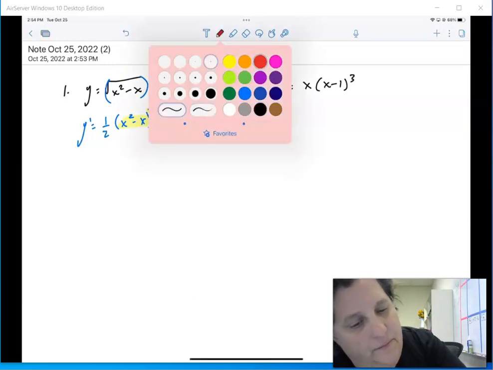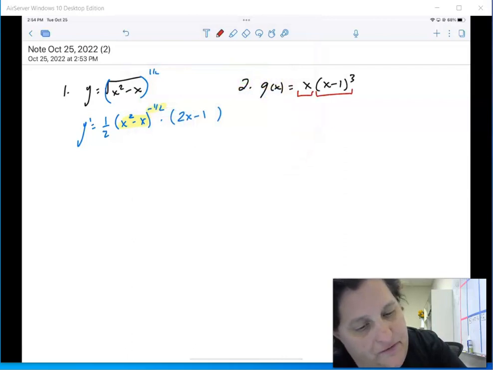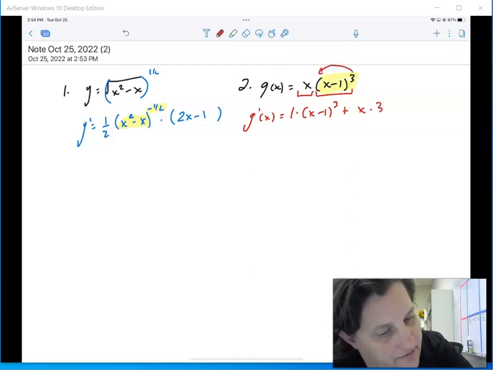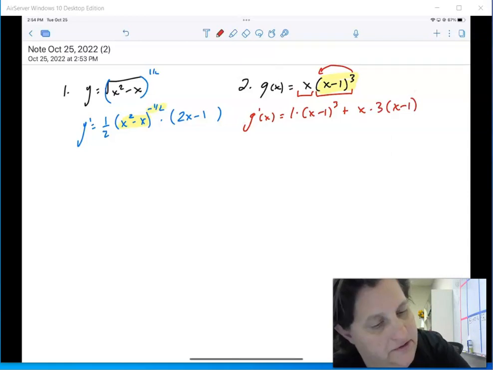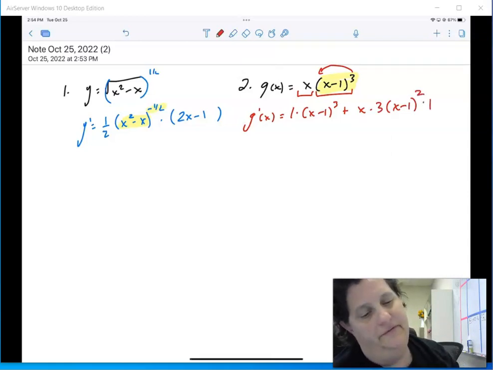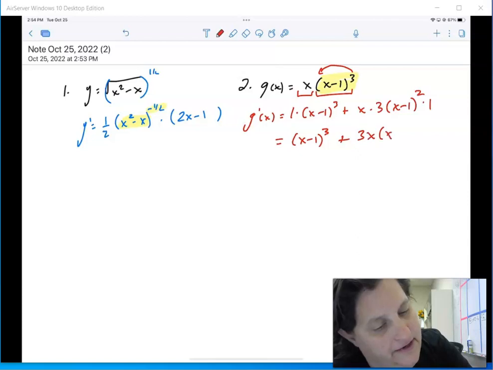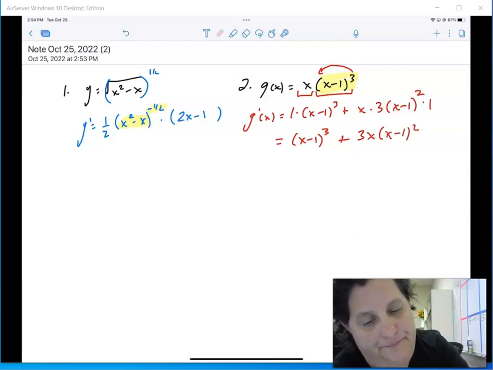Cool. This is a product rule with a chain rule in it. So it's derivative of the first times the second plus first times derivative of the second. Now, when I do derivative of the second, this is the chain rule, okay? It's 3x minus 1 squared times the derivative of the inside, which is 1. All right? Let me just clean this up a little bit. So I'm just going to go ahead and write 3x times x minus 1 squared.